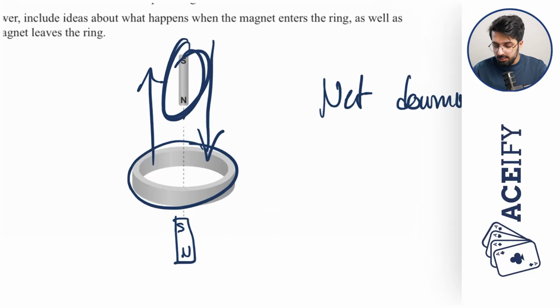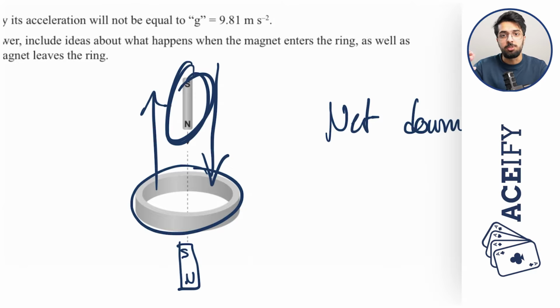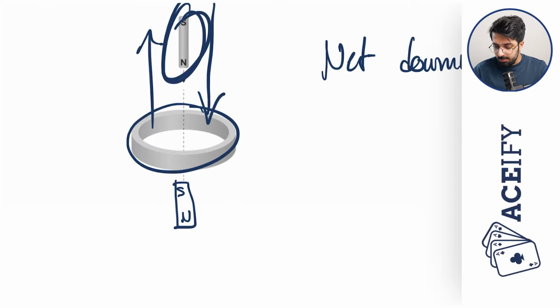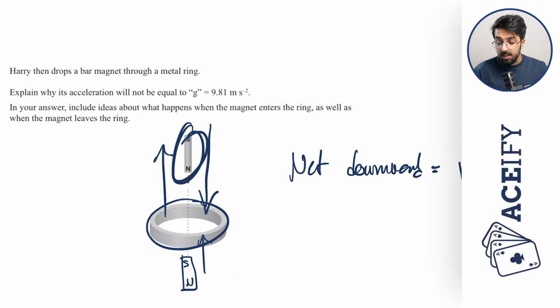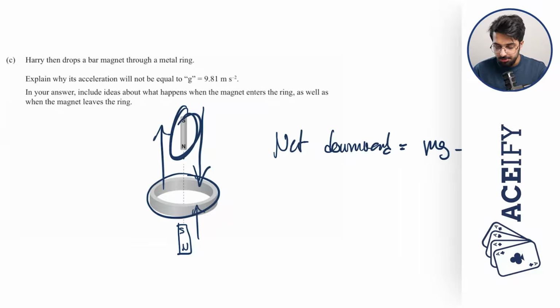And so before, Lenz's law tried to keep the magnet out of the ring, thus producing an upwards force. However, now that we're below the ring, Lenz's law will try to keep the magnet within the ring, thus still producing an upwards force. And thus, even when the magnet is trying to leave the ring, the downwards acceleration is still less than 9.81 meters per second squared. And so you can write that in.